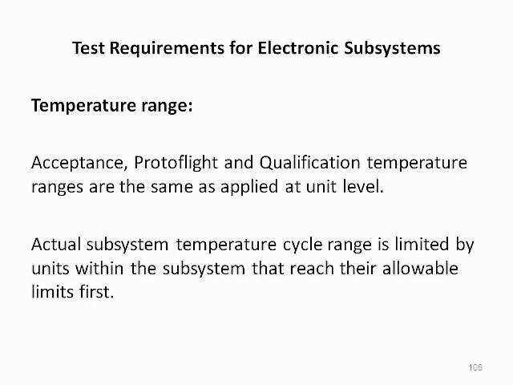Acceptance, protoflight, and qualification temperature ranges are the same as applied at unit level. In practice, however, the temperature cycle range experienced by many units in a subsystem test is less than they experience at the unit level because some units within the subsystem reach their allowable limits first, preventing further temperature excursion. But such restrictions are generally less pronounced at the subsystem level than they will later be during spacecraft level testing.